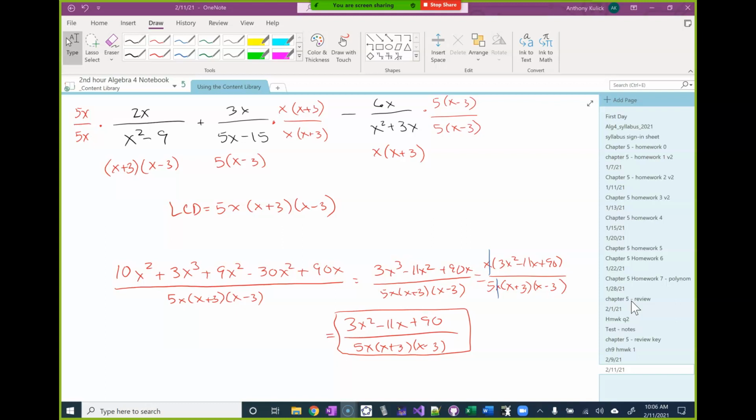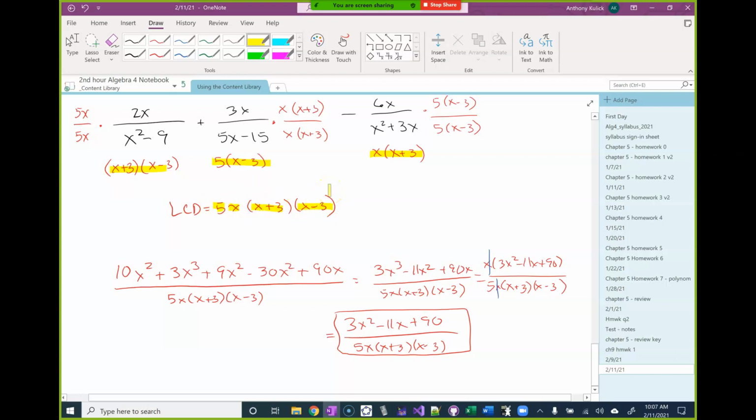So the first fraction has the x plus 3 and the x minus 3, but doesn't have the 5 or the x. So I multiplied that one by 5x over 5x. The second fraction has the 5 and the x minus 3, but doesn't have the x or the x plus 3. So I multiplied x times x plus 3 to the top and bottom. And the third fraction doesn't have the 5, it has the x plus 3, but I multiplied by 5 times x minus 3 to the top and bottom. Okay, did you follow that so far?